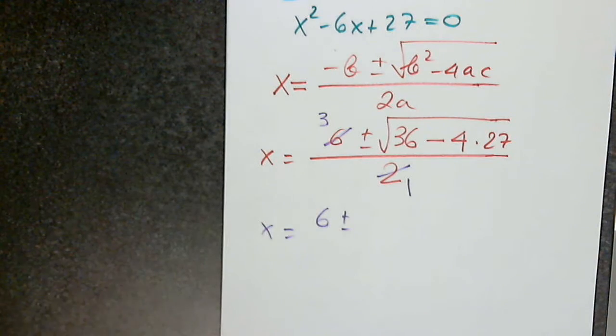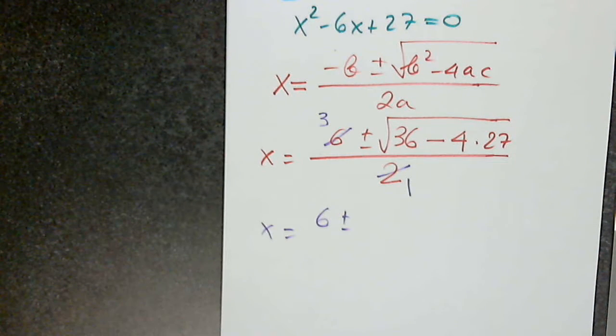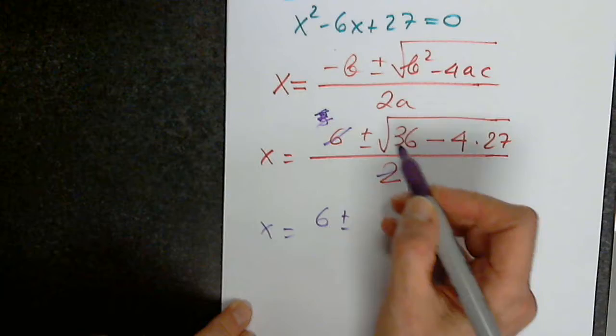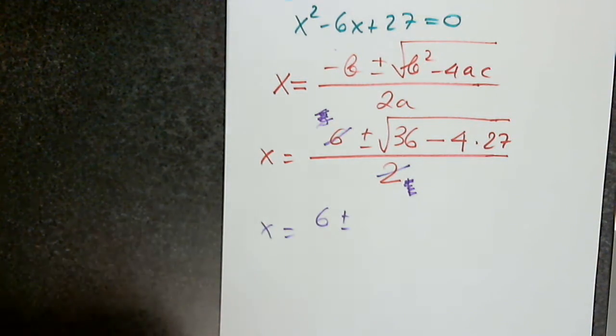Why is this wrong? 2 is a factor in the denominator, but 6 is not a factor in the numerator. It's a term. Correct. Awesome. I'm not saying you did. I'm just emphasizing that that is not allowed.